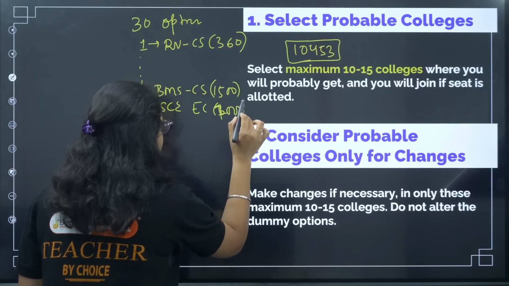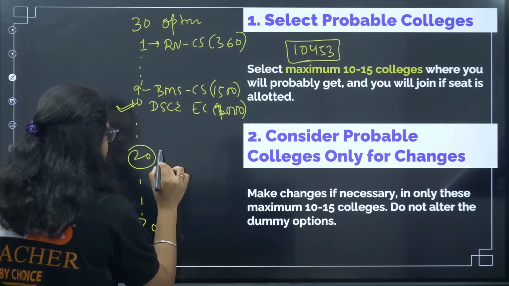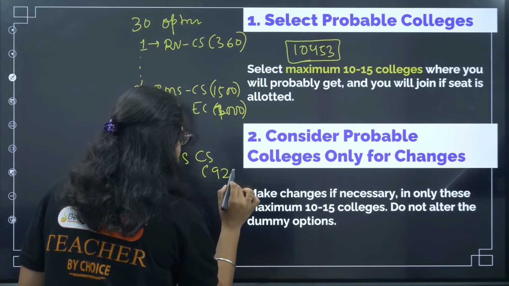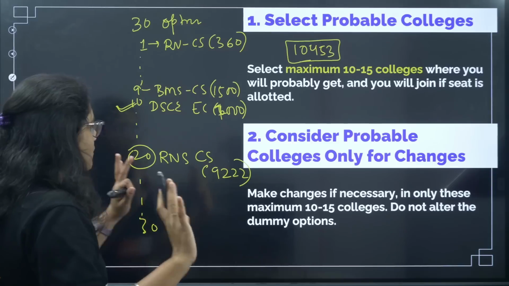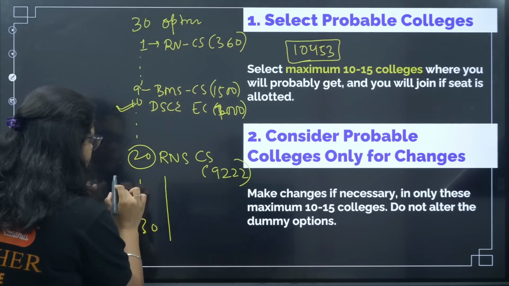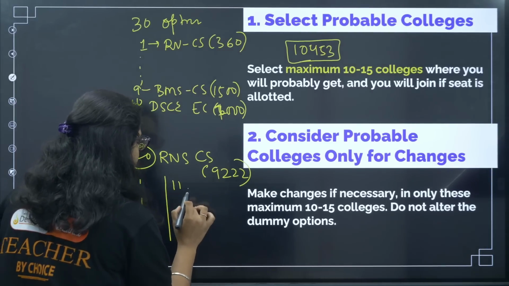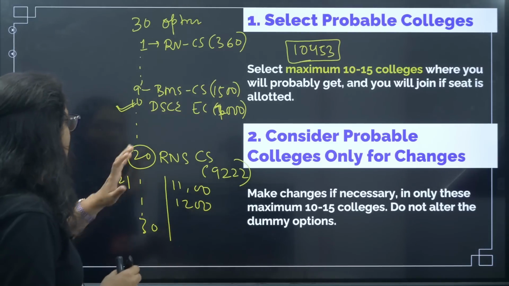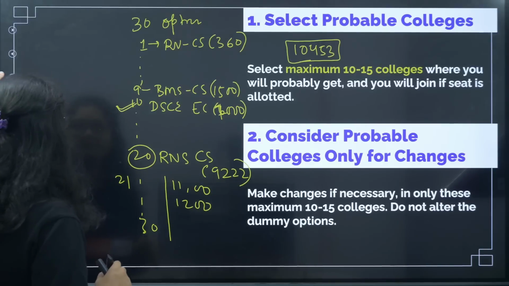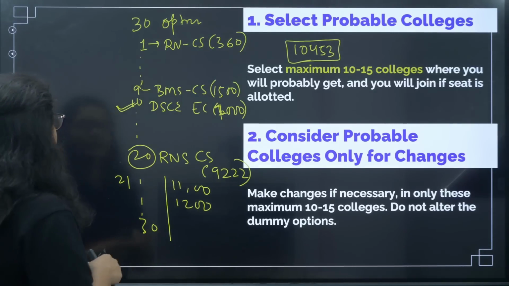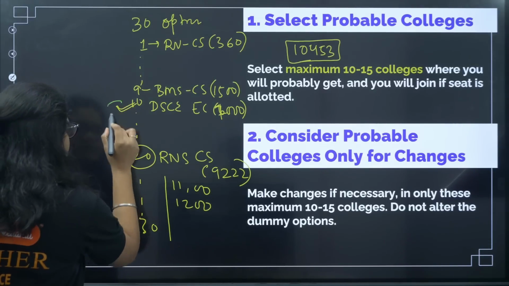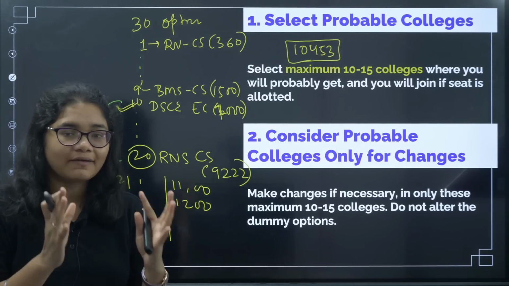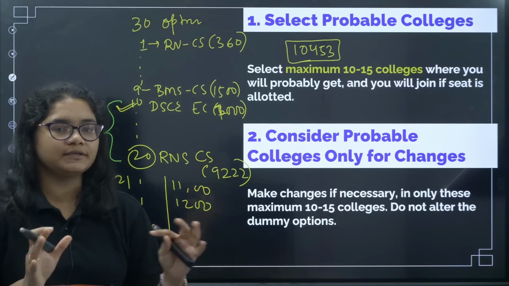7,000. Like this you have put up to 20 colleges, where suppose here RNS is there, and here the computer science cutoff is around 9,222. And these colleges which you have put from 21 to 30, here the cutoffs are like 11,000, 12,000, which you will get definitely. So what I will say is, you have to select in your option entry this list of colleges from this 10 to 20 where you have the probability of getting the colleges, you have the probability of getting these options in your option entry.